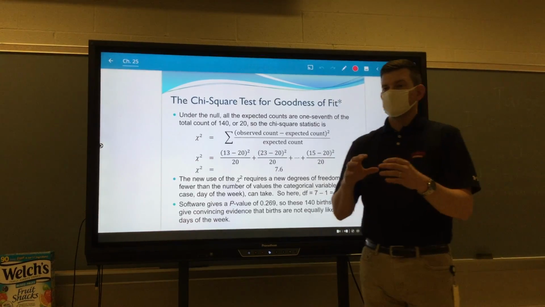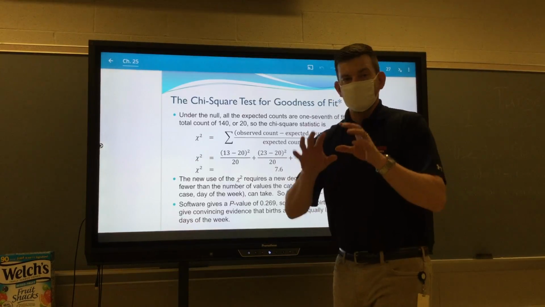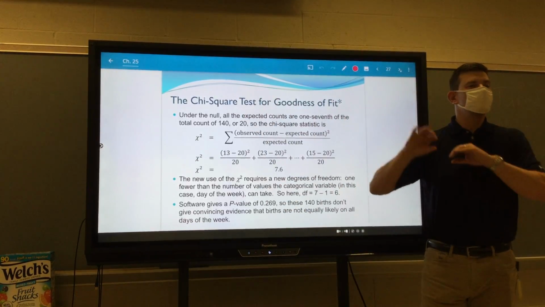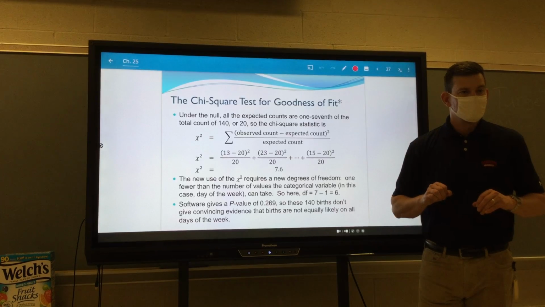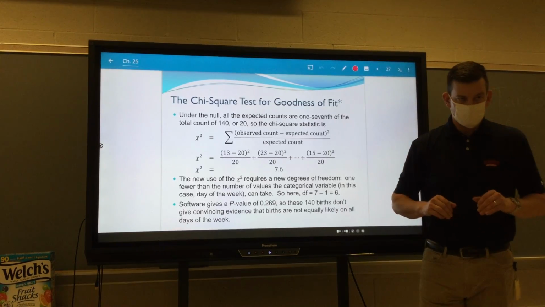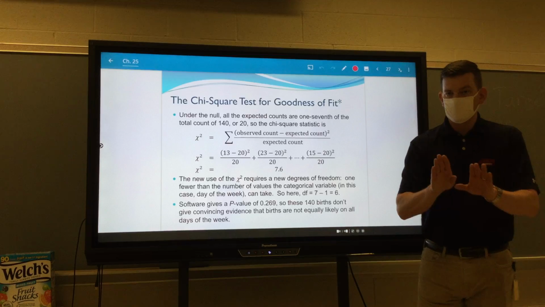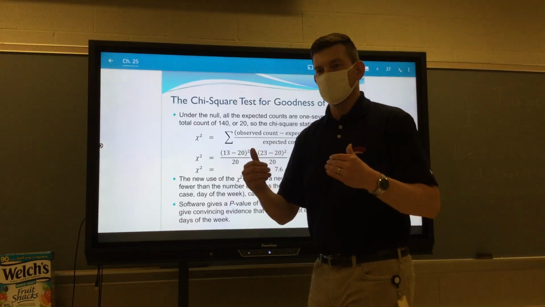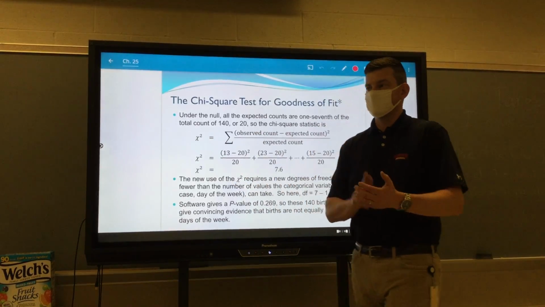Chi-square test for homogeneity: you're taking 2 different samples from 2 different populations, and they have that same breakdown. Make sure that you're taking those samples separately from different populations. That is key there.